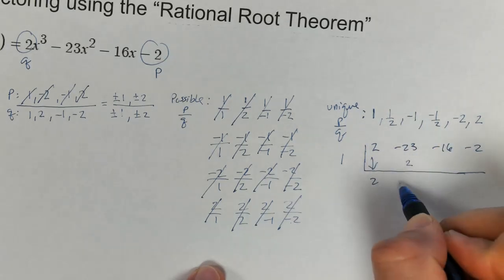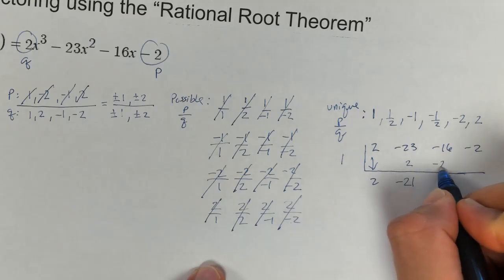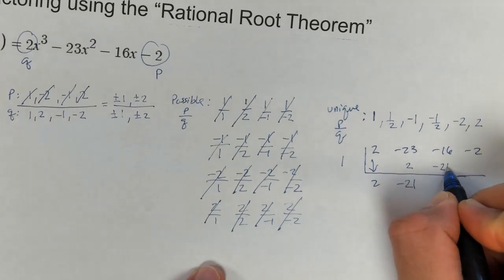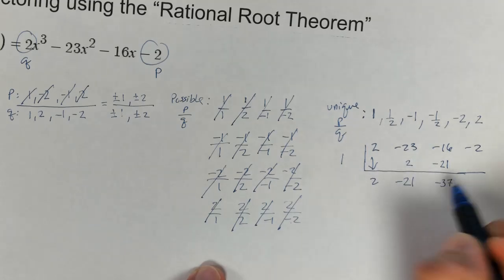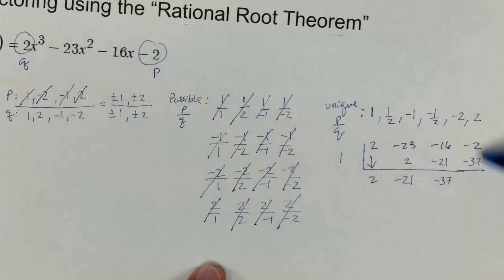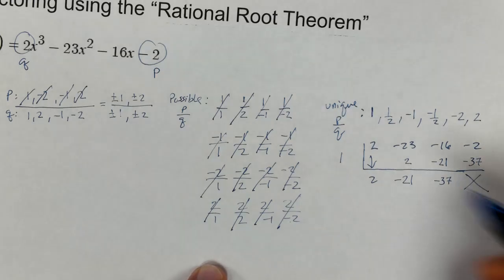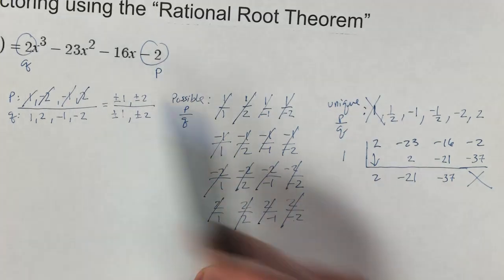When I add these, I get -21. 1 times -21 is -21. And as I add these, I get -37. 1 times -37 is -37. And notice how these two don't add up to 0. It's -39. I'm looking for a zero remainder. So 1 is not a solution of this original polynomial.